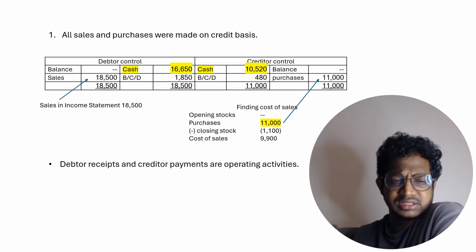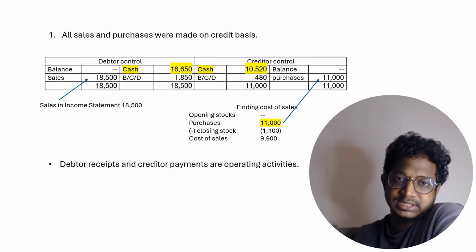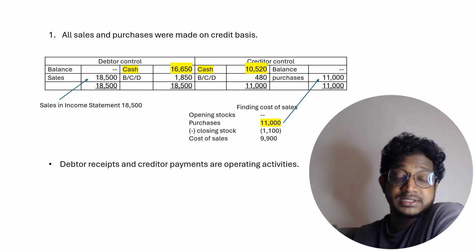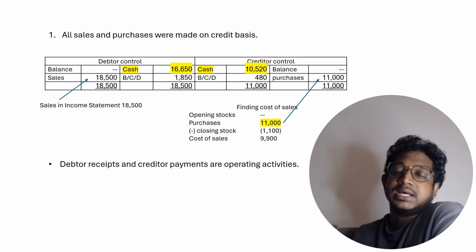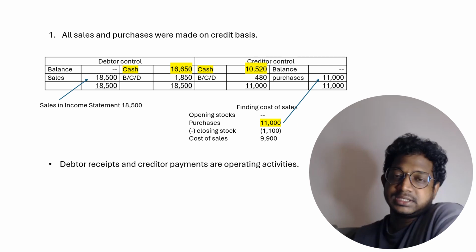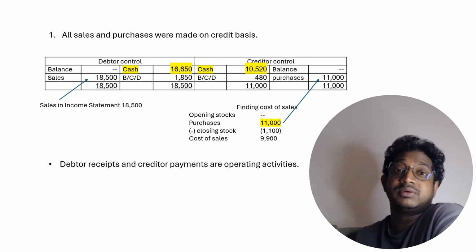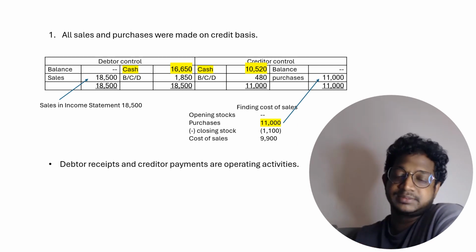Likewise in the third question, these companies started on the opening date, so there are no opening balances, just only closing balances. And all sales and purchases were made on credit basis. So from that you have to get the idea there are no cash sales or cash purchases, only credit sales and credit purchases. From the credit sales, it's incurring the debtors, and from the debtors you have to find out debtor receipts. The cash flow that is relevant to the debtors is debtor receipts.